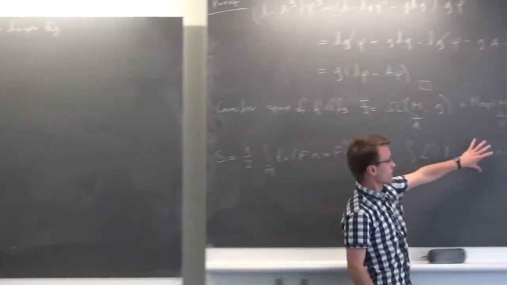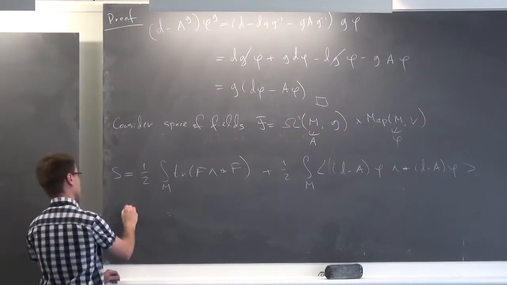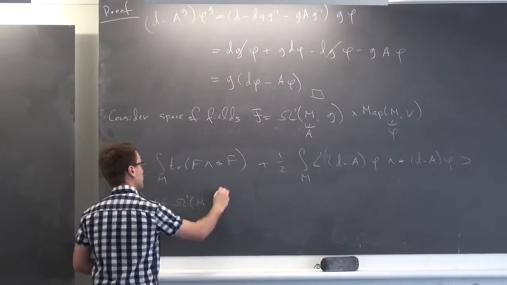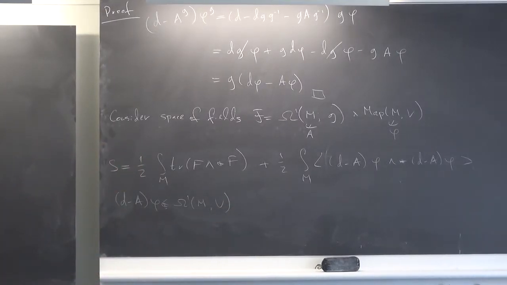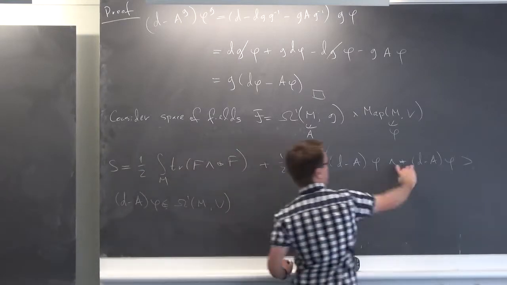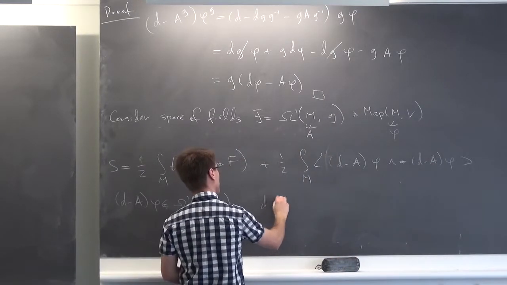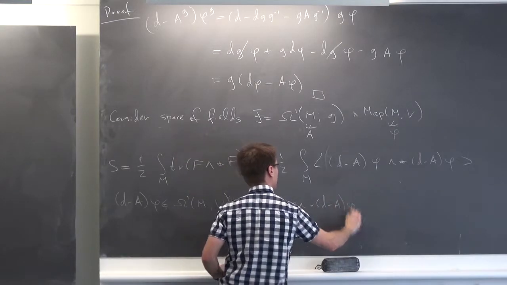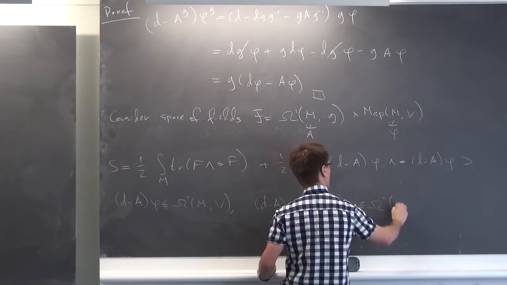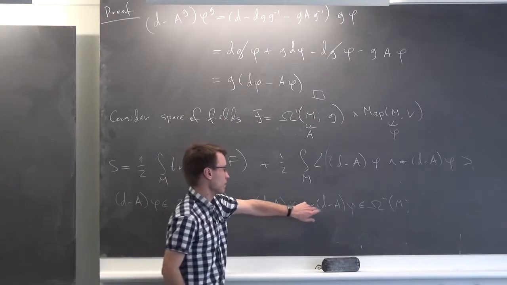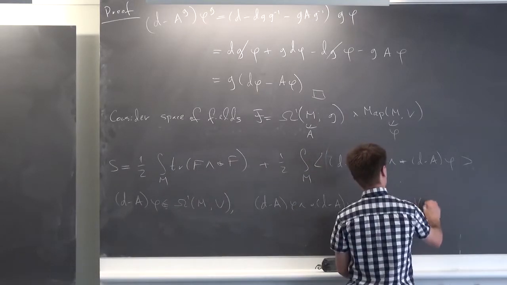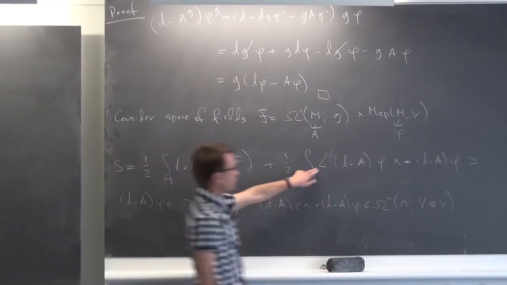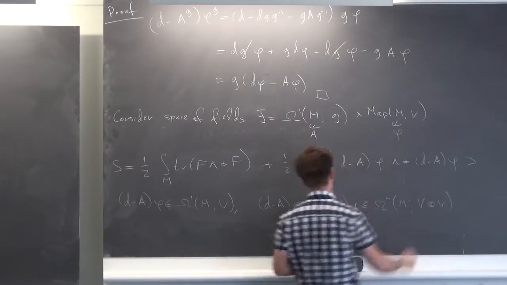Okay, so let's look at this expression. Again, (d minus A) phi is some one form on M valued in the vector space V. So if you wedge this with the star of the same, this is going to be an n form on M, because you wedged it with the star of something. And then it's going to be valued in V tensor V. And so this pairing, given by triangular brackets, is just a pairing on V.